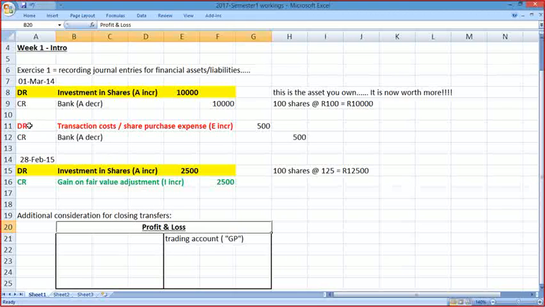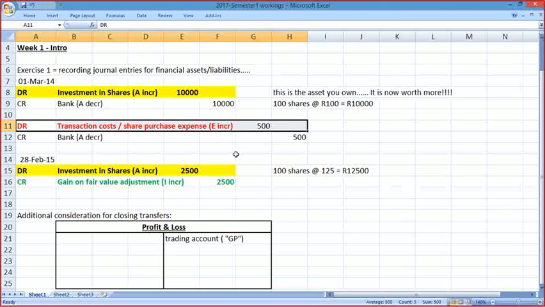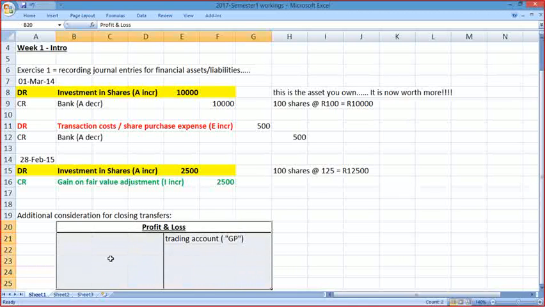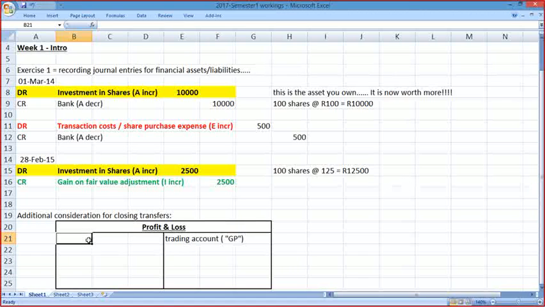Just remember what something is. If transaction costs is an expense, where will I put it in the profit and loss? Debit or credit side? If it is an expense, it's going to be on the debit side. So the rules apply the same, even for this. So then you'll have transaction costs here, and you'll have 500 there.